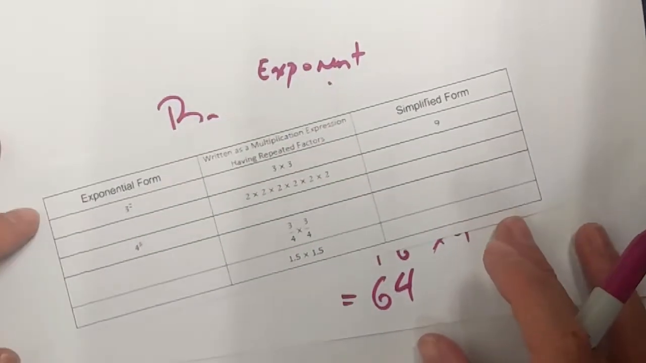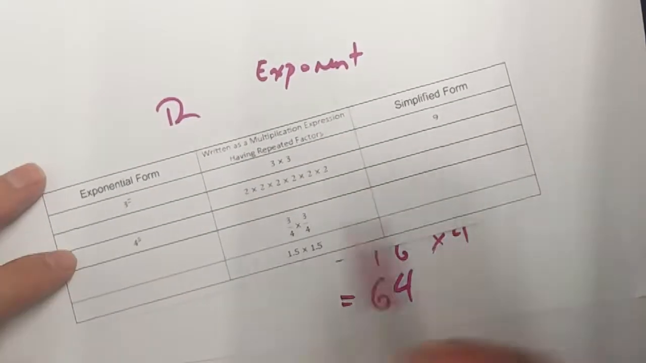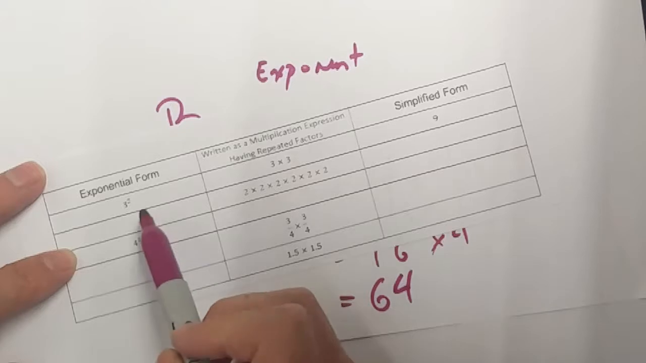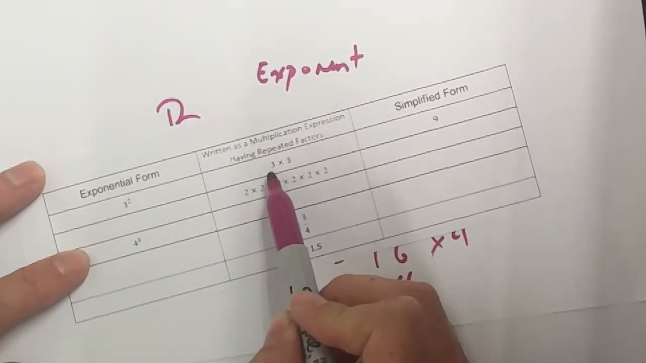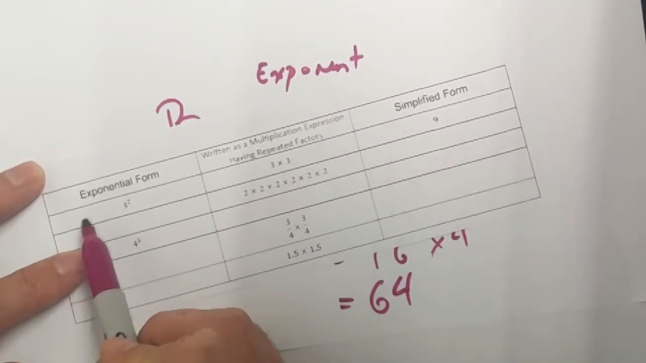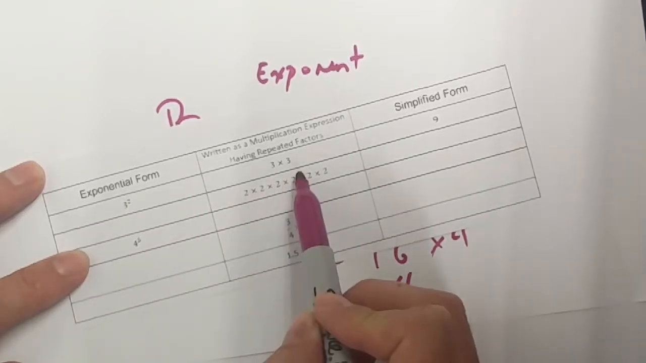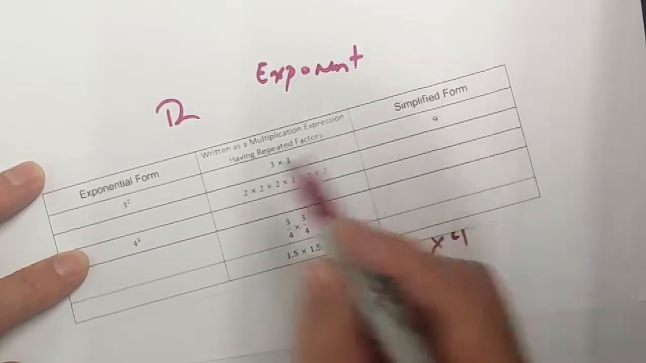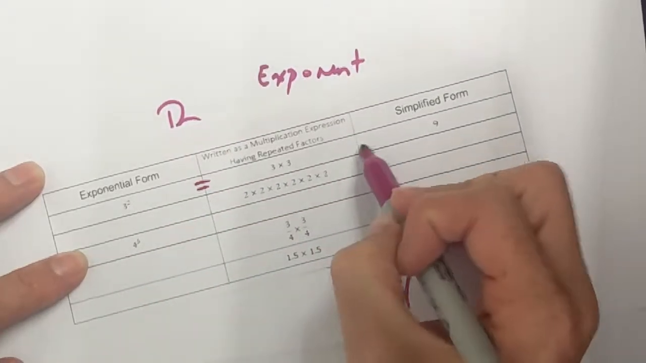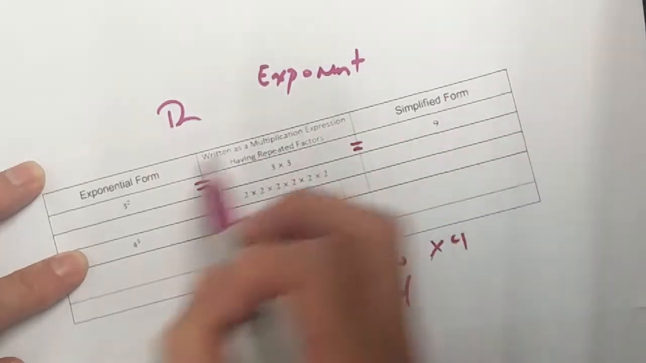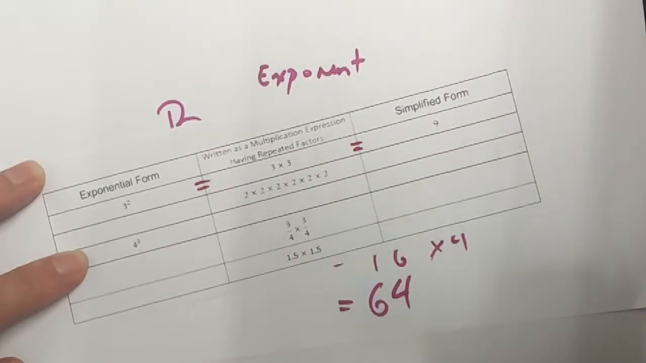Now, if we look up from our exit ticket, we can see we have 3 squared. 3 squared means my base is 3, my exponent is 2, so I have my base 2 times. So I have 3, 2 times, 3 times 3. And 3 times 3 is equal to 9. We have to make sure that we know that 3 squared is the same as 3 times 3, which is also the same as 9.